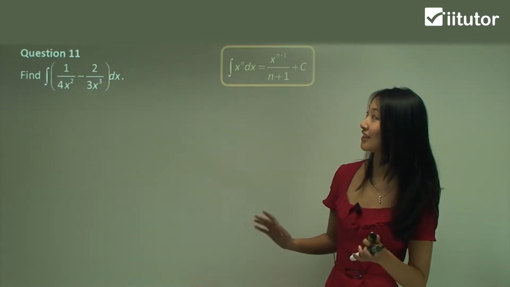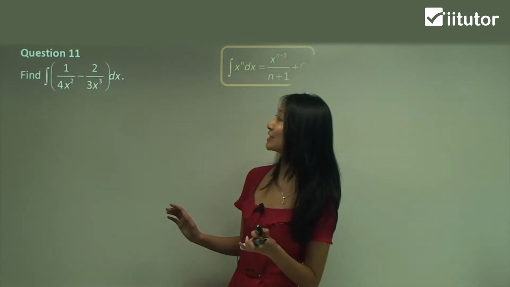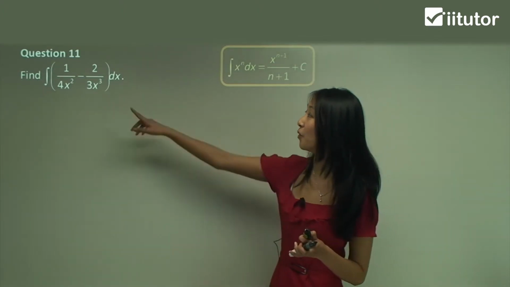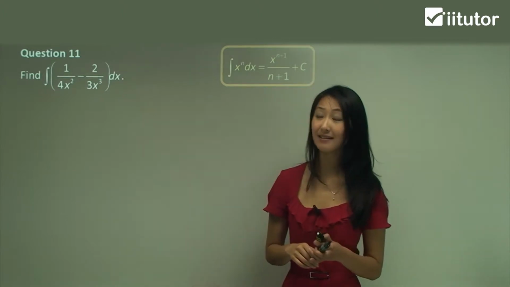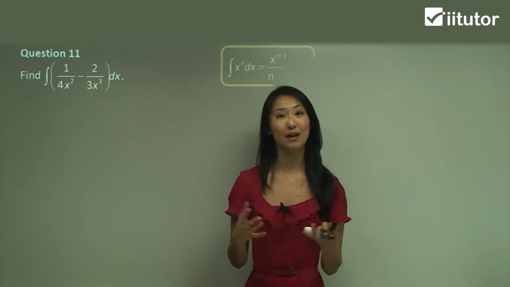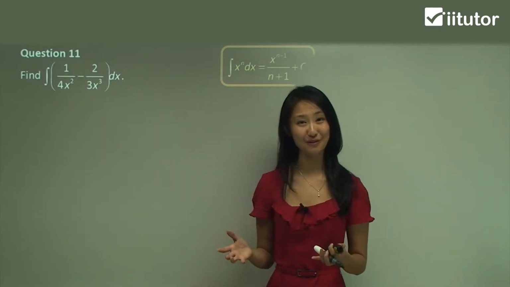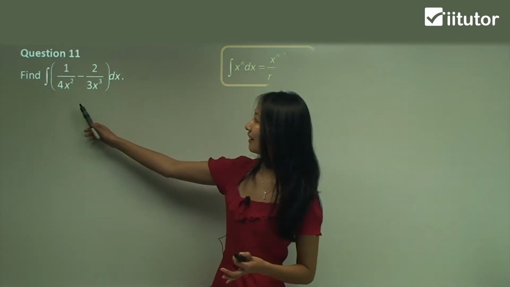We're going to look at question 11 now, where we're going to find the integration of 1 on 4x squared minus 2 on 3x squared dx. So in this one, we don't need to separate the fractions. They've actually done that for us already over here.